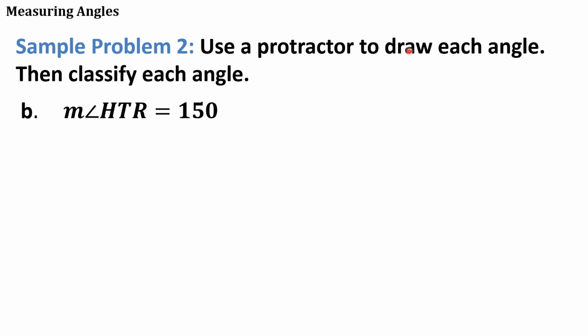Now use a protractor to draw each angle, then classify the angle. Again, I have the measurement of angle HTR equals 150 degrees. And my body is supposed to be like a little circle right here because it's 150 degrees. There we go.